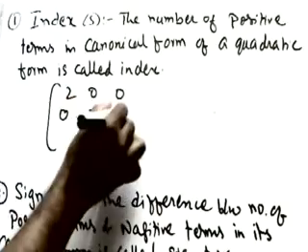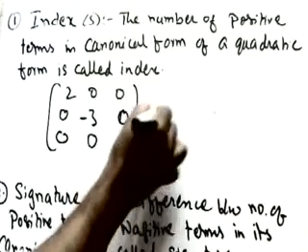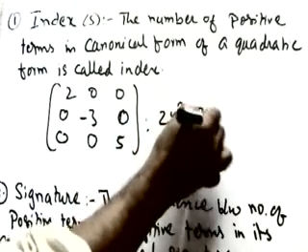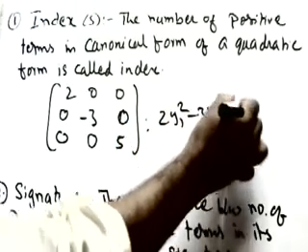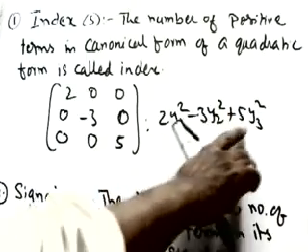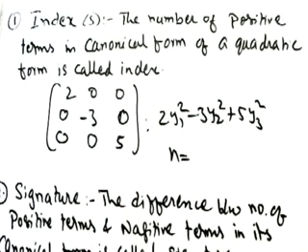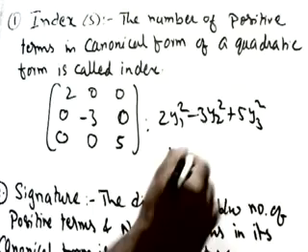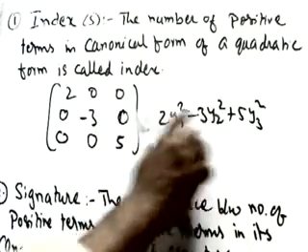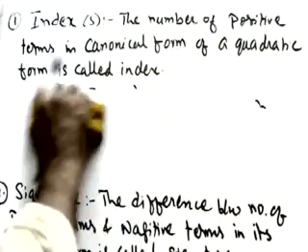Suppose the matrix is diagonal with entries 2, 0, 0, 0, minus 3, 0, 0, 0, 5. So how do you write this? 2y1 square minus 3y2 square plus 5y3 square. So how many positive terms are there? Two are positive, and this one is negative. So the number of positive terms is called the index. So the index here is 2.